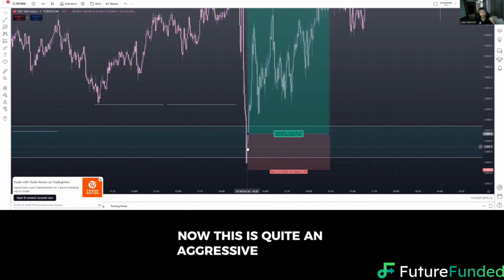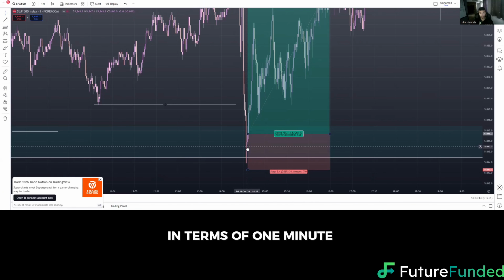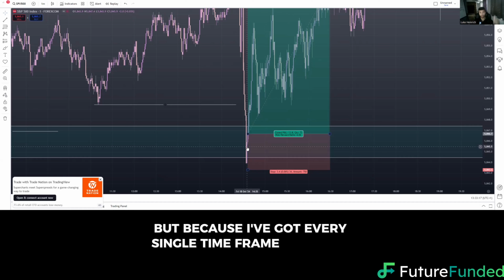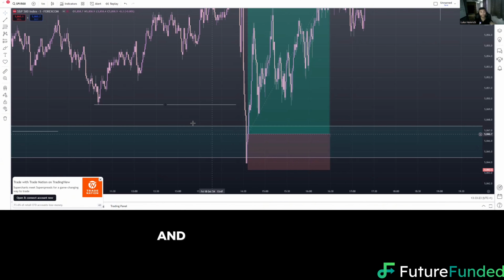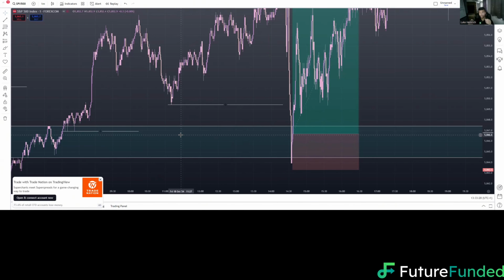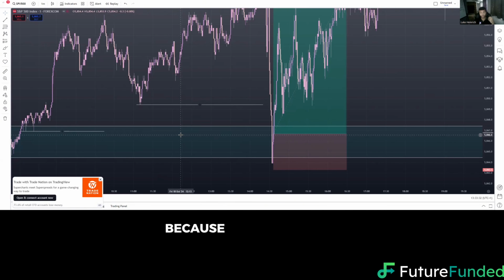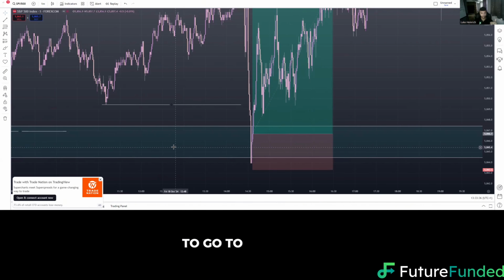Now this is quite an aggressive reaction whereby I'm not necessarily waiting for confirmations in terms of 1 minute breaks of structure, but because I've got every single time frame from the weekly, daily, 4 hour, 1 hour, and 15-minute lining up as bullish, and then we've got a 1 hour break of structure and a 15-minute break of structure in those internal ranges, I can now look to be more aggressive because I have so many confluences from directional bias to go to the upside.